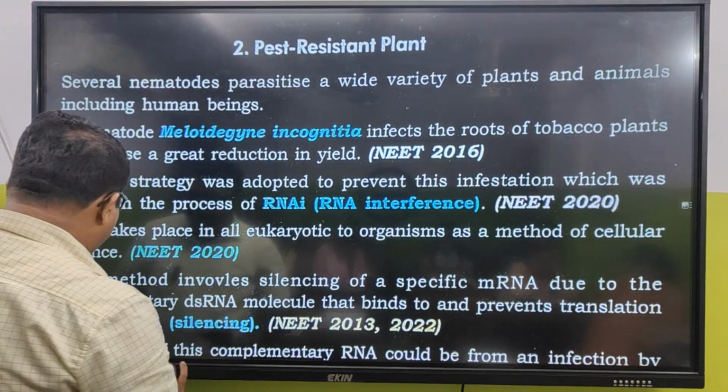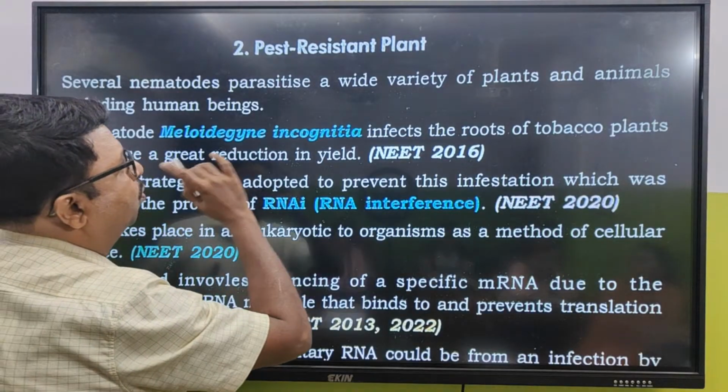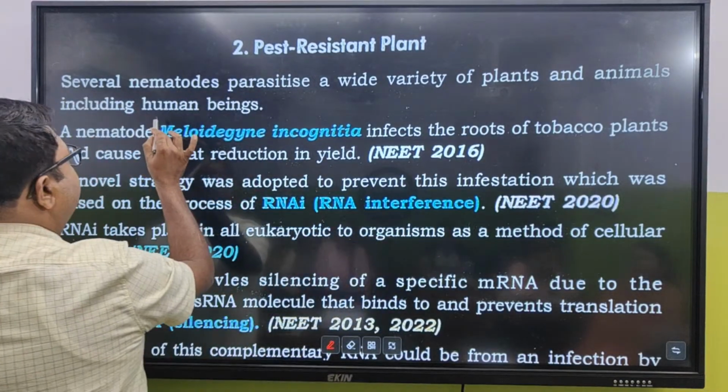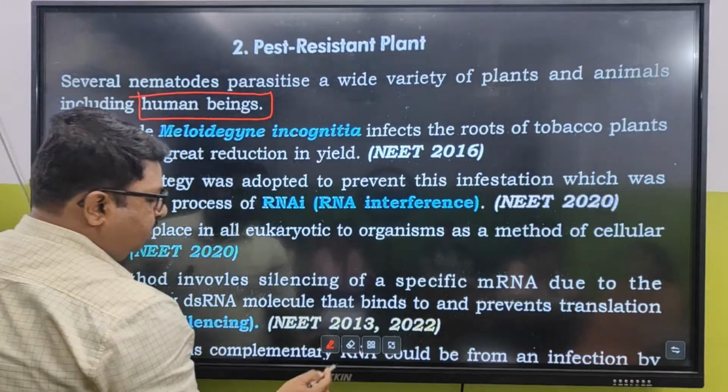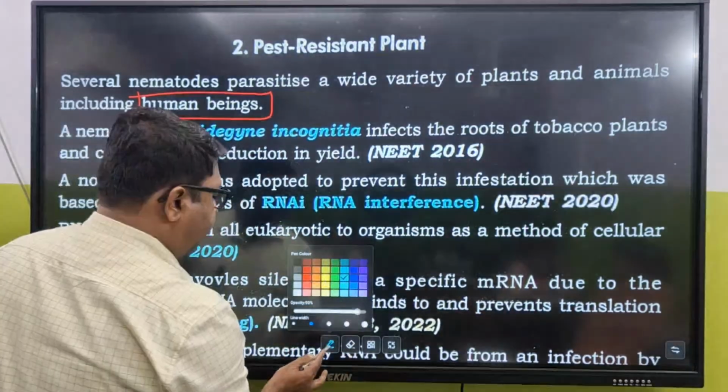Several nematodes parasitize a wide variety of plants and animals, including human beings. आप जानते हो? Human beings. हाँ? Yes.